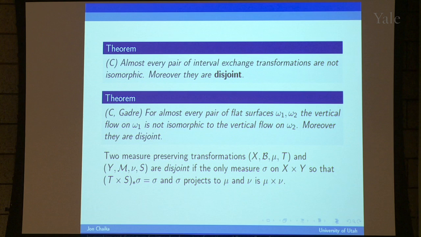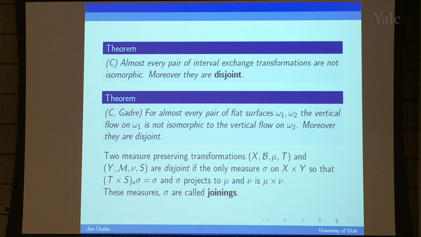Those are identified by measures that are preserved. But we want them to somehow have something to do with T and S, so we want them to project to the first coordinate as mu and to the second coordinate as nu. Okay? So that's the idea of a joining between the measures. And you always have one such measure, and that's the product measure. The product measure is always a preserved measure. And they're disjoint if that's the only one. A way to study how systems are interacting is by studying these measures, which are called joinings. The product measure is called the trivial joining.